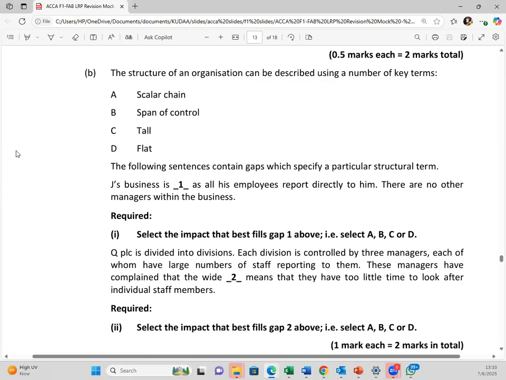Then Q's private limited company is divided into divisions. Each division is controlled by 3 managers, each of whom has a large number of staff reporting to them. These managers have complained that the wide dash means that they have too little time to look after the individual staff members. They are complaining about the wide what?